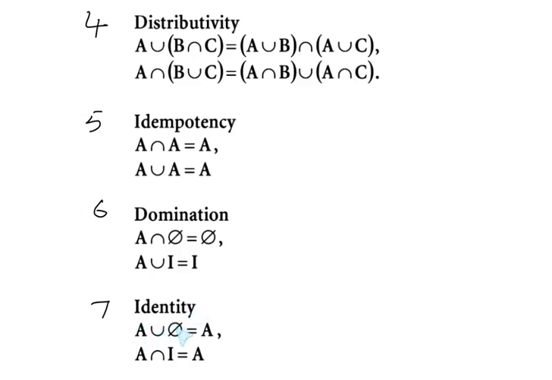Identity, what is identity? A union phi is equal to A, that means if you add phi to A, we will get A, and A intersection I is equal to A. This is called identity.